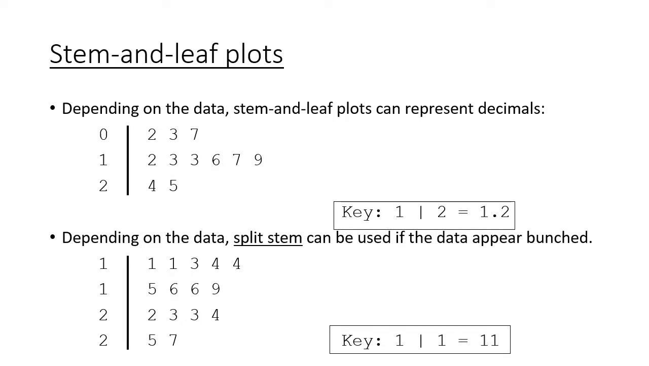You can also use stem and leaf plots to represent decimals. It doesn't necessarily have to be whole numbers. And here my key says that 1|2 means 1.2, which means that top one is all decimal values.